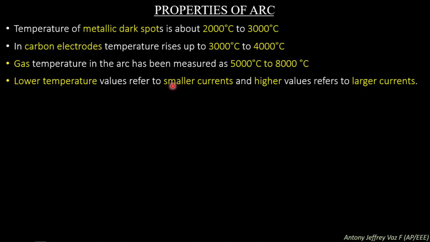So, the current passing through the circuit breaker has an effect on temperature. If a smaller current is passed and the contacts are tripped at that time, lower temperature is recorded. Similarly, when larger currents are passing through the circuit breaker and at that time the circuit breakers are tripped, then higher values of temperatures are recorded.